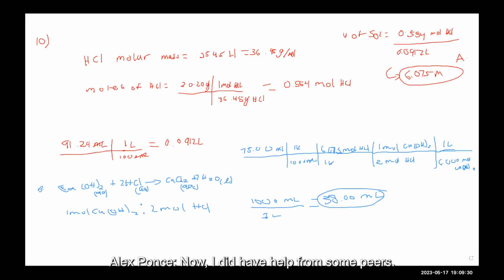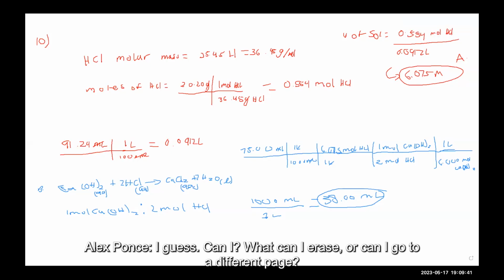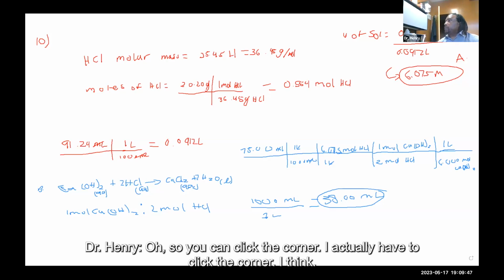Now I did have help from some peers. Okay. With C. I guess what can I erase, or can I go to a different page? So you can click the corner. Actually, I have to click the corner, I think.